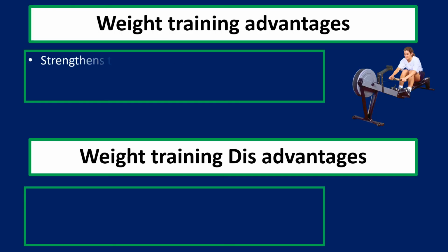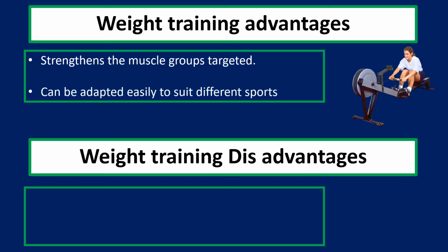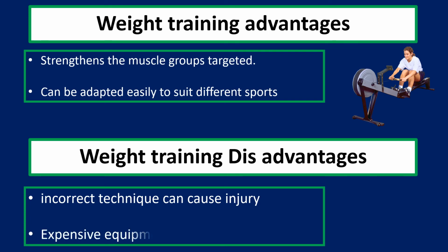The main advantages of weight training are that it strengthens a muscle group. We can make sure that that muscle group is targeted, i.e. we could do legs day or we could do chest day. It can be very, very easily adapted to suit different sports. So just because it's weight training as a whole, it does not mean that we will always be focusing on, let's say, improving strength. We could also put a different spin on that so that we are improving power. So it will be more suitable for somebody that's, let's say, a long jumper or high jumper. The disadvantages: if you do it wrong, it can cause injury, and the equipment is quite expensive unless you are doing body weight.